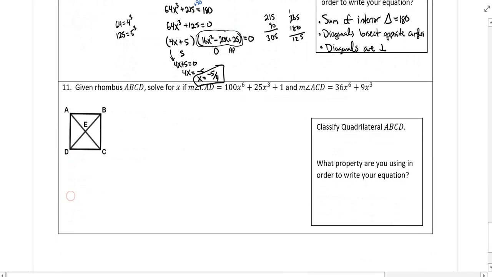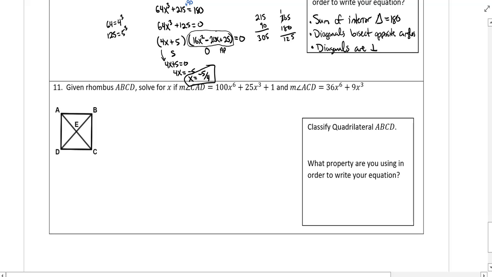Alright, last one. We have a rhombus, we're told that. And solve CAD, call that angle 1 here. And ACD, angle 2 here. Okay. So in a rhombus, notice that all four sides are congruent.